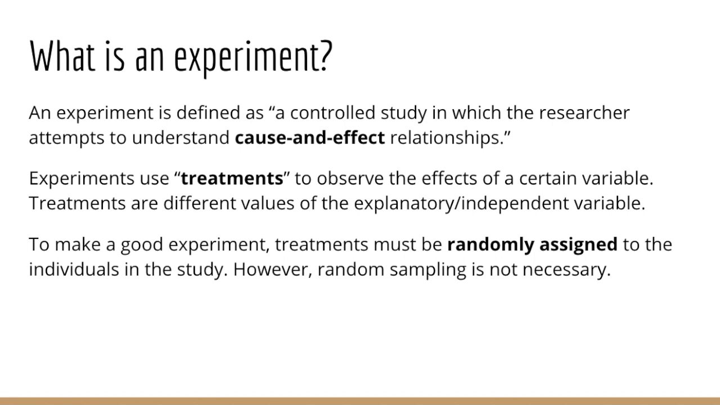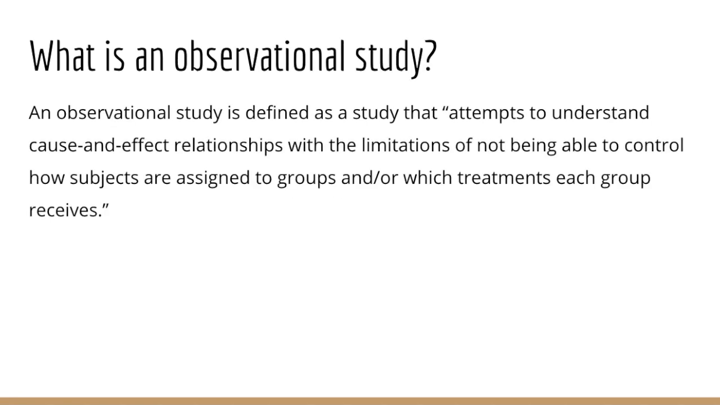To make a good experiment, treatments must be randomly assigned to the individuals in the study. However, random sampling is not necessary. An observational study, on the other hand, is a study that attempts to understand cause and effect relationships, but it is unable to control how subjects are assigned or who gets which treatments. The way this differs from an experiment is that we are not controlling the explanatory variable, we are just taking a sample and surveying it to look at the effects.